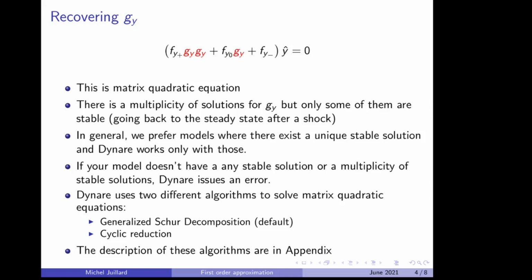So in Dynare, we propose two different algorithms to solve this matrix quadratic equation. By default, we use a generalized Schur decomposition. In the literature, it is often referred to as a QZ method, but there is also a cyclic reduction that in some circumstances may be more efficient. You will find separate videos describing those algorithms.